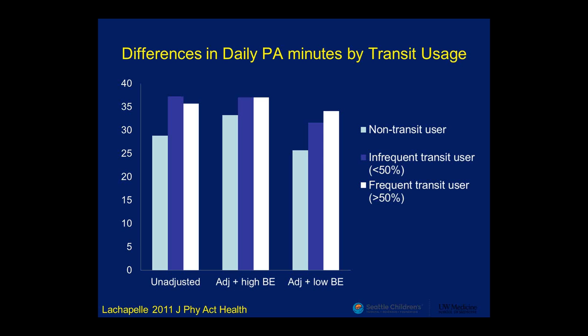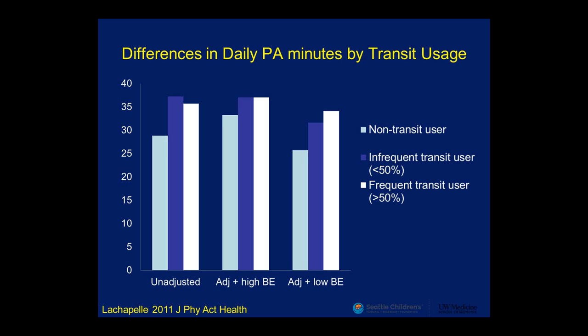So let's take a look at an example of one cross-sectional study that did examine the relationship between transit use overall and physical activity. In this study, on the y-axis, this is an estimate of daily physical activity based on accelerometry. And in the first three bars, we see a difference between people who are non-transit users, infrequent transit users, and frequent transit users. And in this study, frequency of transit use was based on the frequency with which people commuted to work via transit. In the dark purple bar and the white bar, we can see that in both these instances, infrequent or frequent transit users had significantly more daily physical activity than non-transit users.